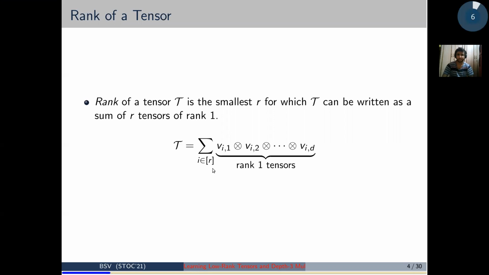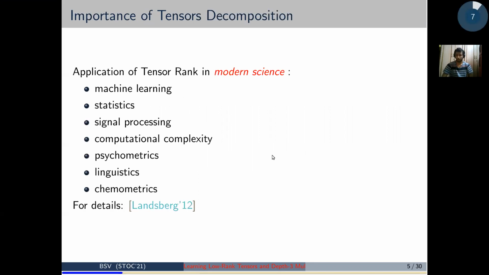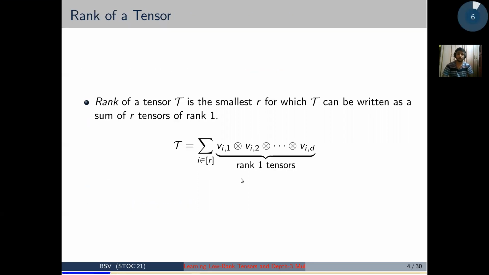A notion associated with the tensor is the rank of a tensor. So the rank of a tensor is the smallest R, such that the tensor can be written as a sum of R rank 1 tensors. A rank 1 tensor is a Kronecker or outer product of D vectors. And this is tensor rank. The notion of tensor decomposition is the question of writing the tensor in this representation.